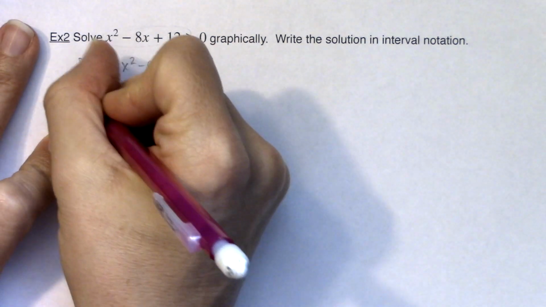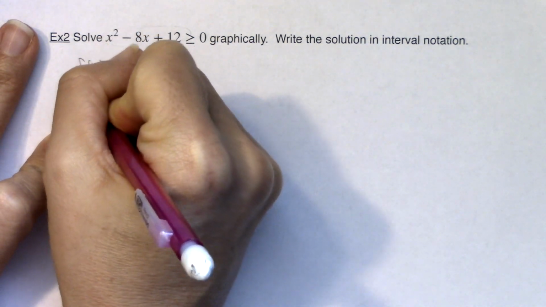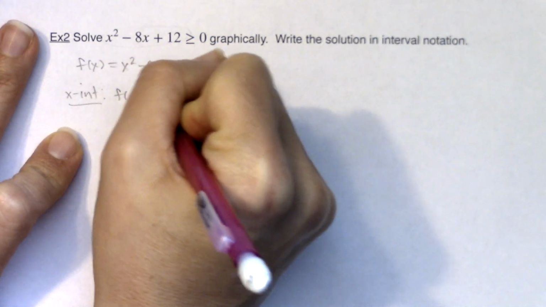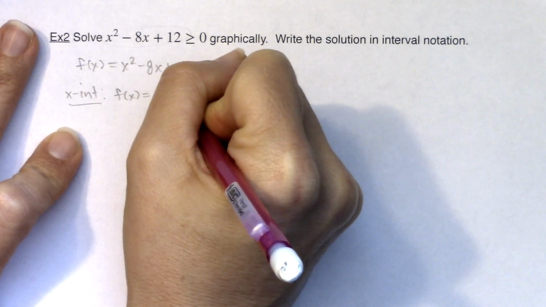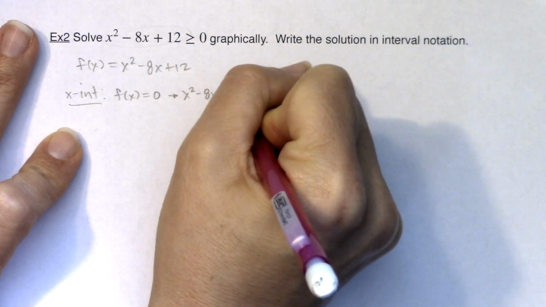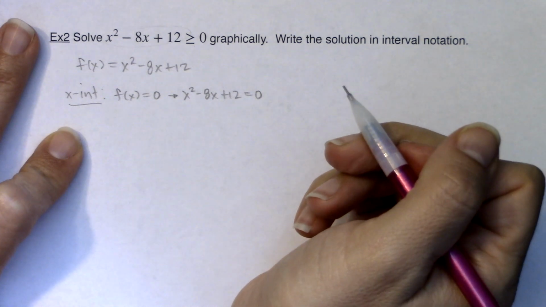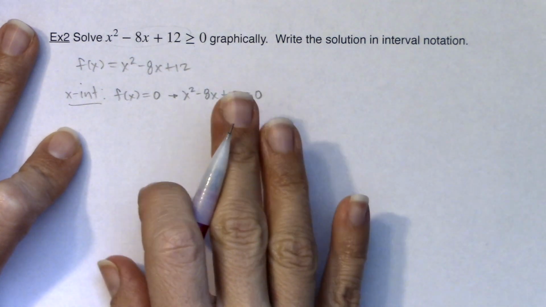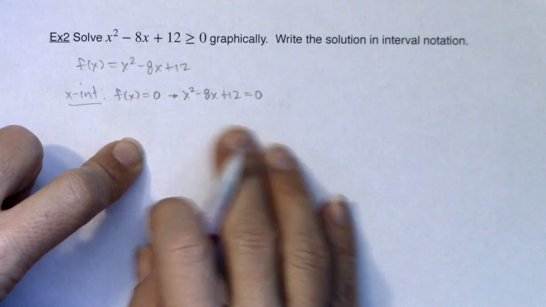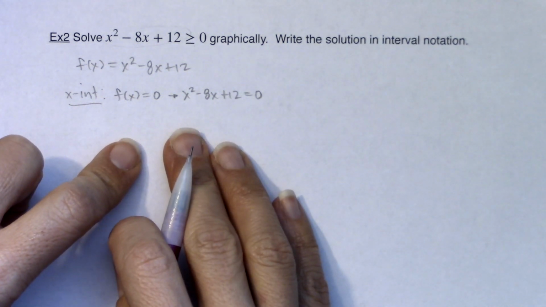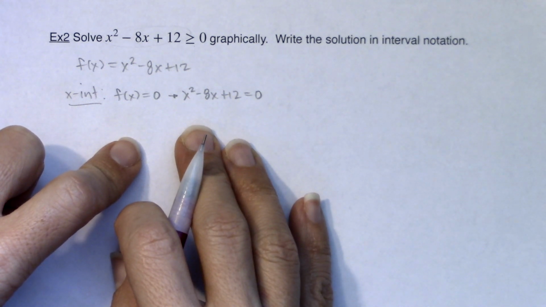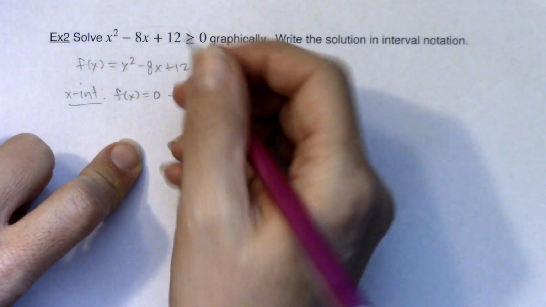So let me start with an x-intercept. If I want to find an x-intercept, that's when I'm going to let my function be 0. I'm going to set my y values to 0. So algebraically, I want to see when x squared minus 8x plus 12 is equal to 0. Now you could factor this, you could complete the square, you could use the quadratic formula. I'm going to go ahead and just factor only because it's faster. And if you're not a big fan of factoring, no problem, then just go ahead and use the quadratic formula.